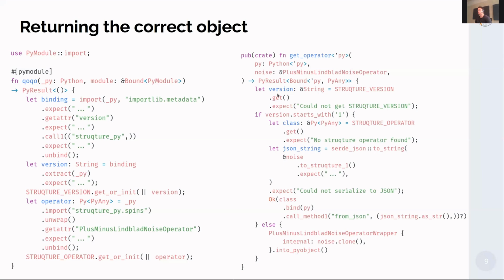So we check which version of struqture is installed in the environment. If it's 1, then we get the class of the object we want to return. And then we convert this operator to JSON compatible with struqture 1. This method is available thanks to the feature that we talked about before. And then we can call the from JSON method on the class and give it the new JSON, and it creates a struqture 1 object. And if the version installed is struqture 2, then we can just return the struqture 2 object because Coco uses struqture 2.